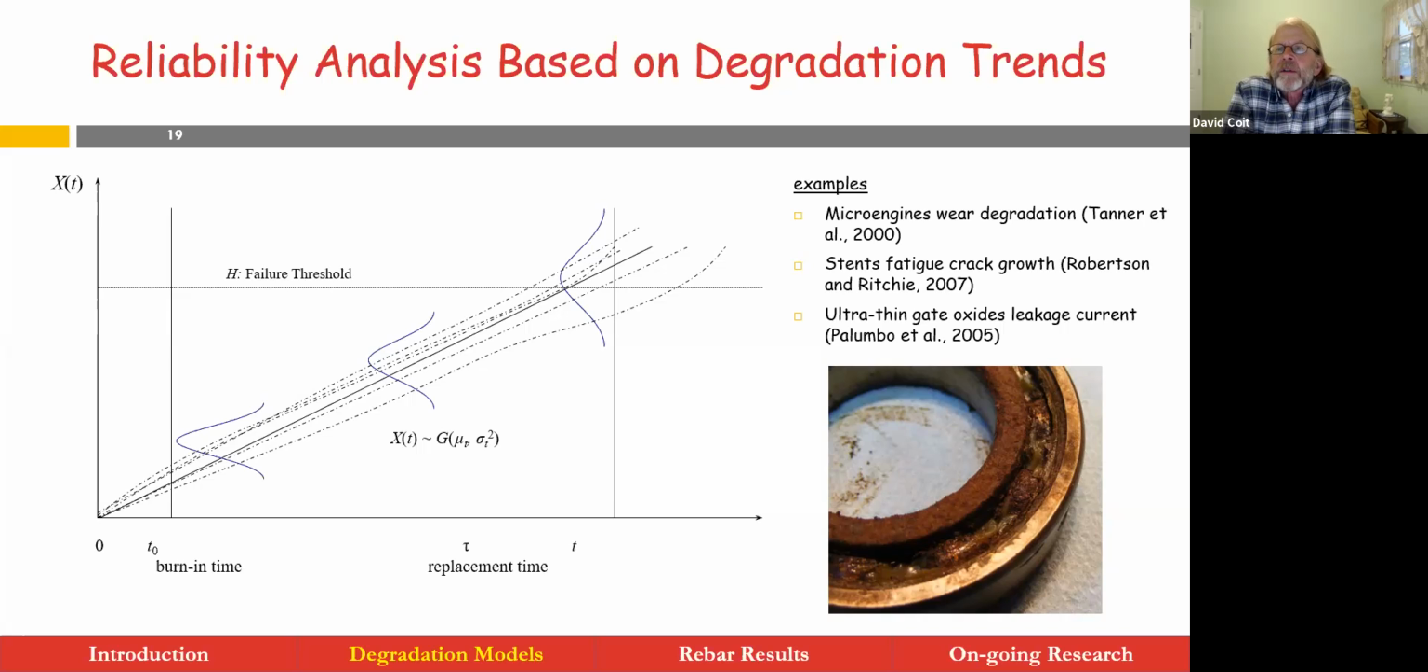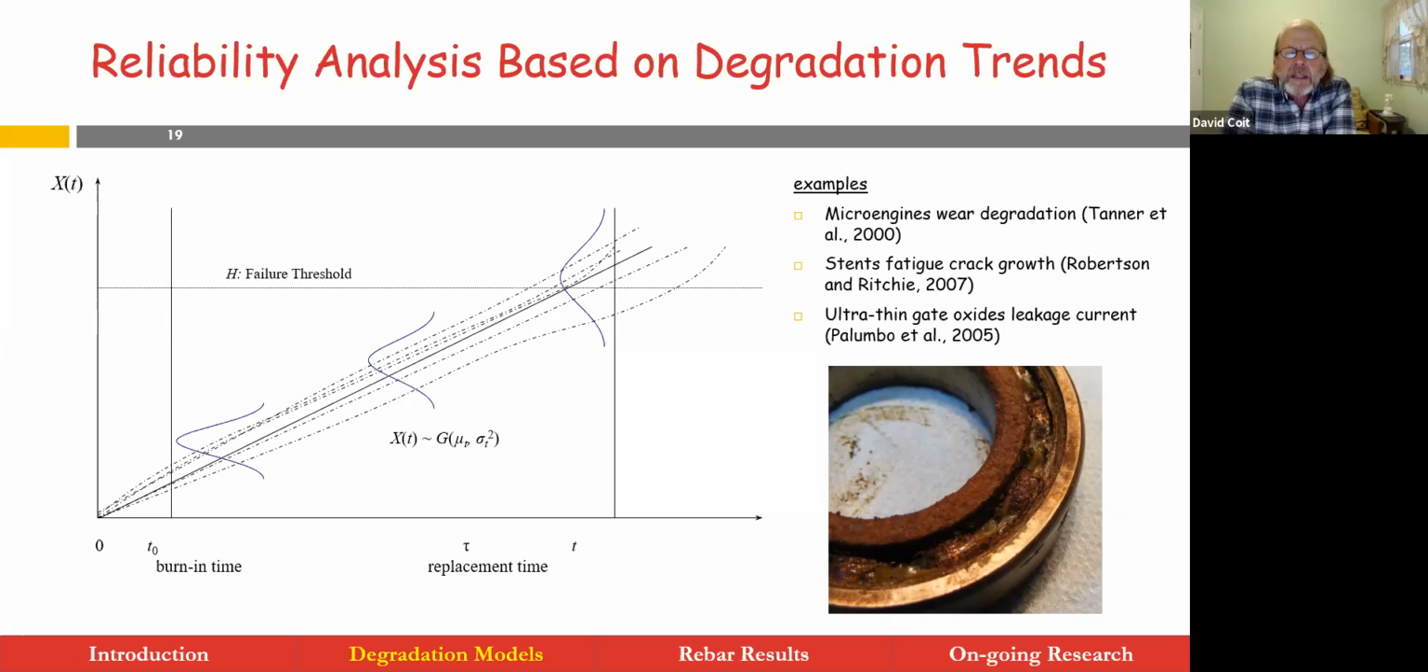But this is what we refer to as degradation models. Look at the graph on the left. The y-axis is labeled capital X. That's some random degradation measure. Along the x-axis, we have time. And then we see these dotted lines. These are what we call degradation paths. So even if each line represents some component or some item that's designed and operated identically, or as close to identical as we can, there's still going to be differences.